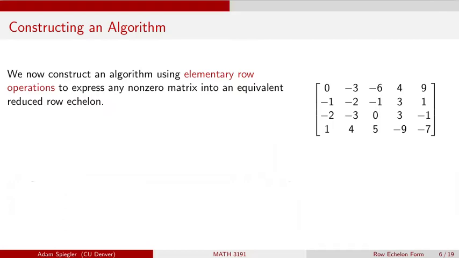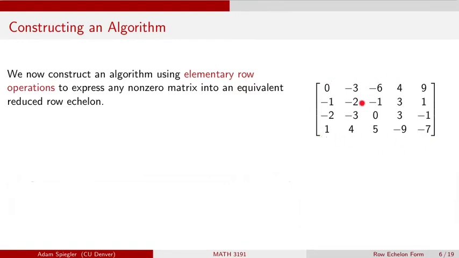So in this video, I want to talk about a systematic way that we can develop an algorithm that will guarantee, given any matrix, if I follow these steps, here's how I can express it equivalently in reduced row echelon form. So to motivate this algorithm, let's imagine we're working with this following matrix over here.